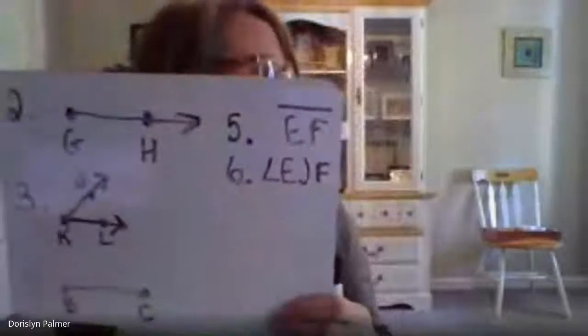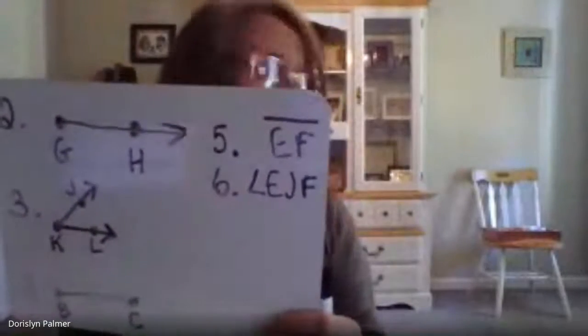Oh, EJF. Angle EJF. Very good. Good. All right. Now we're going to use the figure at the right for number 7 through 9, and we're going to classify angle AFD. We're going to say, is it acute? Is it obtuse? Is it a right angle? So number 7, Gavin. Classify angle AFD.